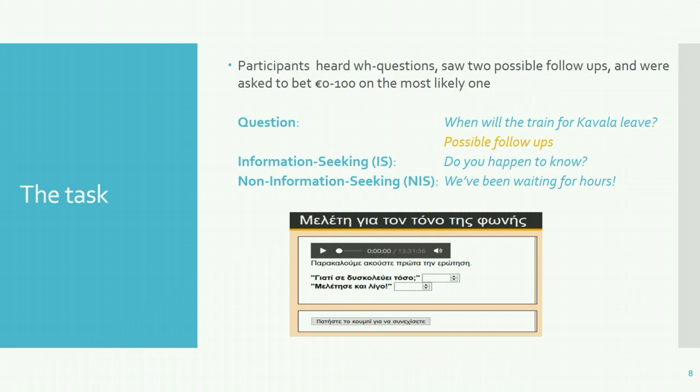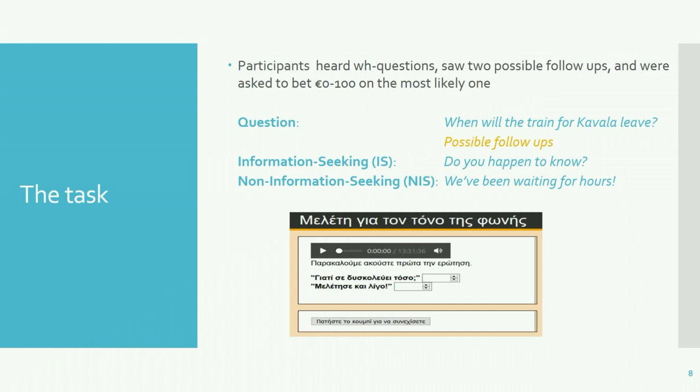The task shows our participants WH questions and two possible follow-ups, and we ask them to bet using 0 to 100 euros on the most likely follow-up. So they would listen to a question like, when will the train for Kalevala leave? And they would see two possible follow-ups, one indicating that they interpreted the WH question like information seeking.